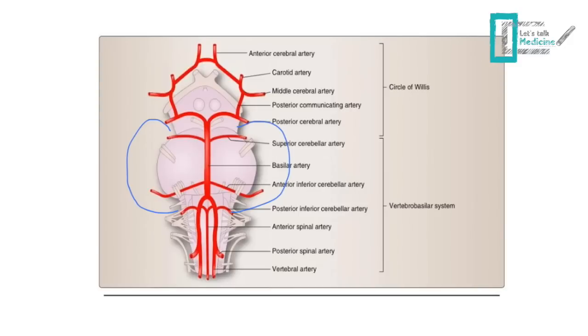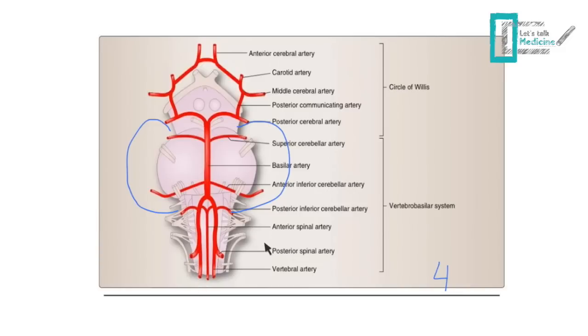But let's continue with the vertebral arteries. Now let's take the branches of the vertebral arteries. The vertebral arteries have 4 branches. Let's start from down and move upwards. The first branch is called the posterior spinal artery. Each vertebral artery, as we can see here, will give one posterior spinal artery, so eventually you have 2 posterior spinal arteries.